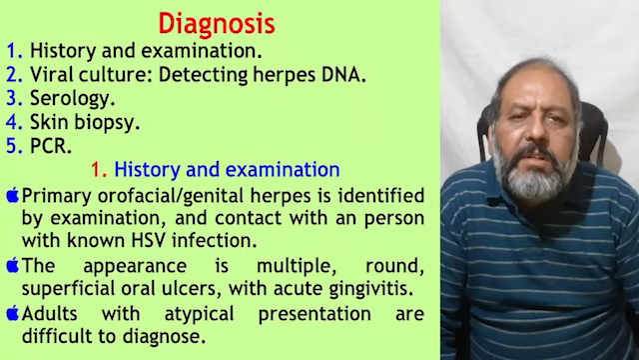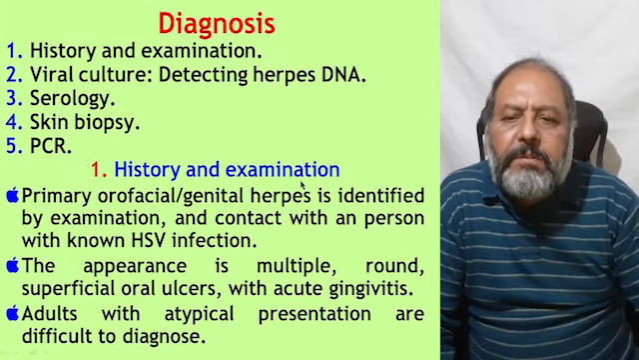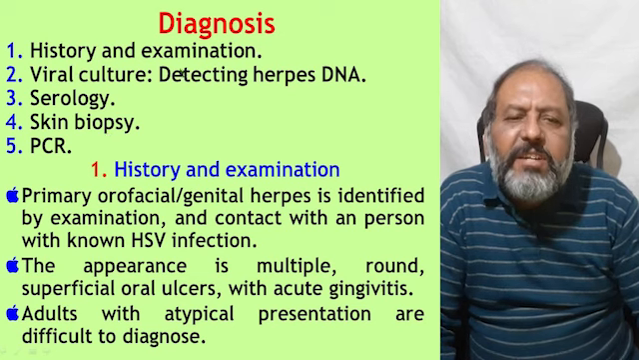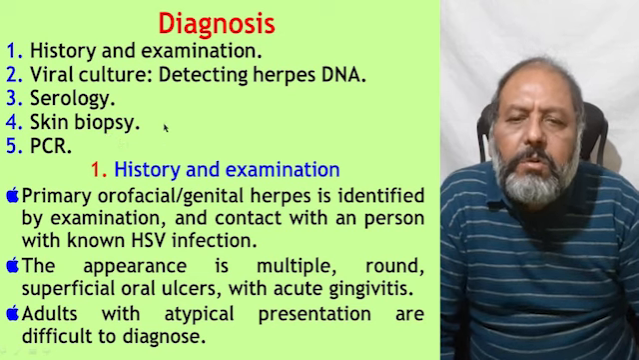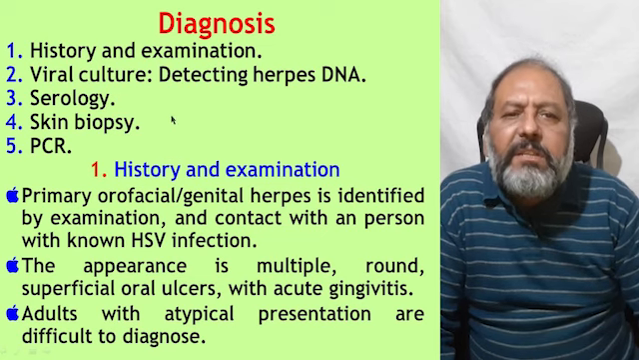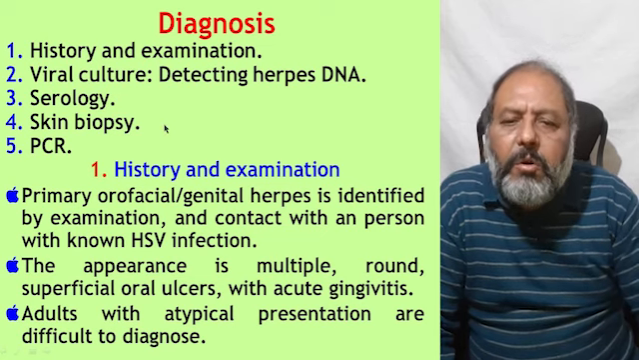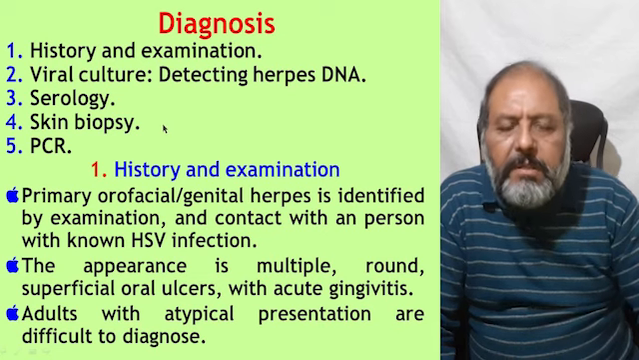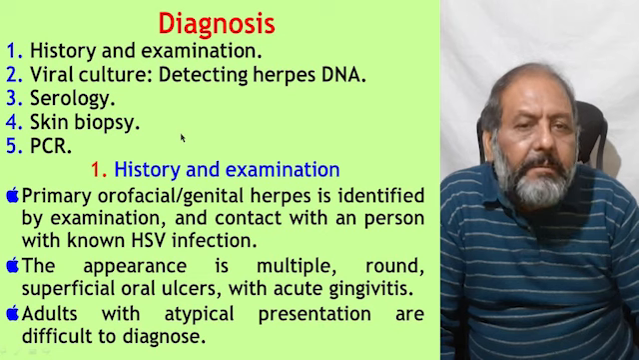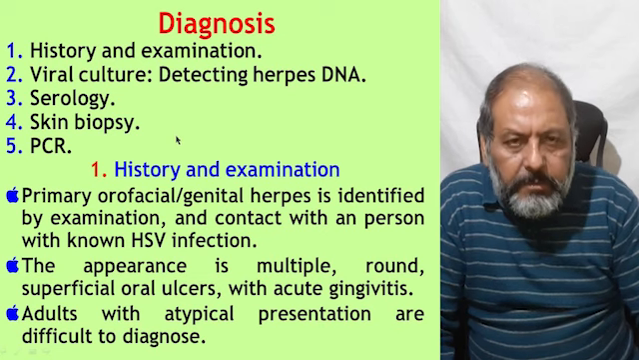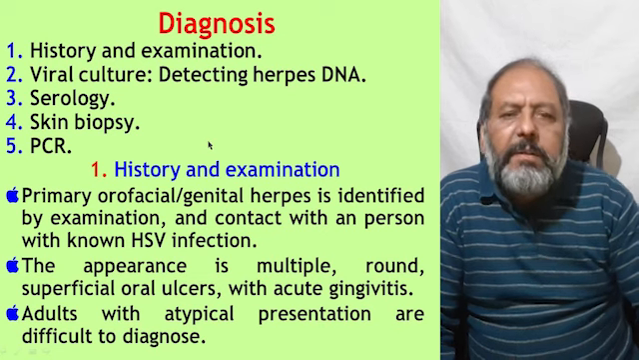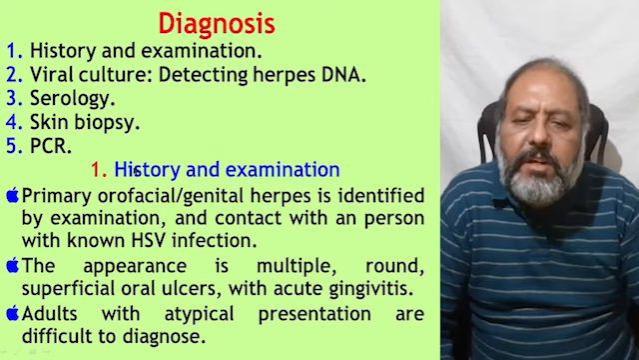Now, what is the diagnosis? It depends upon 5 parts. Number 1, history and examination. Number 2, viral culture to detect the herpes DNA. Number 3 is serology. Number 4 is biopsy, skin biopsy. And number 5 is the PCR to detect the genetic material of the herpes virus.